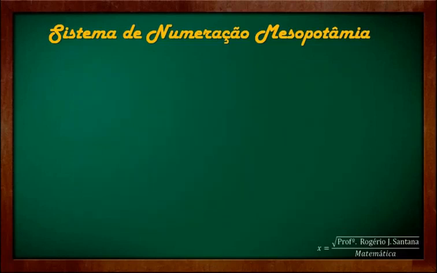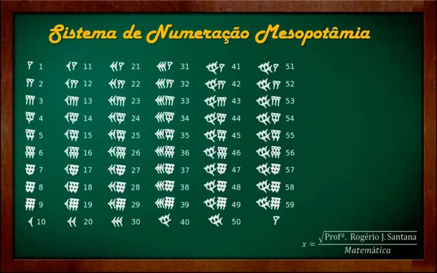Its number representation had this spelling, where this sign represented the number 1. Two representations of the same figure represented the number 2 and so on. At the 10th figure, an inclined symbol appeared and the sequence started again until the number 59. The spelling of the number 60 was the same as the number 1. This could cause a lot of confusion.